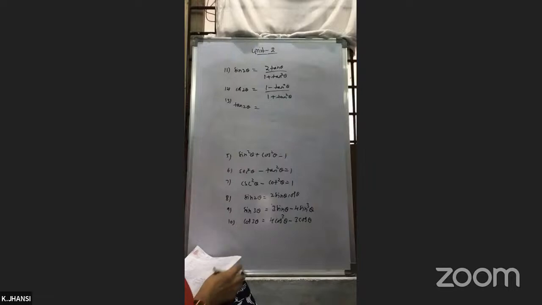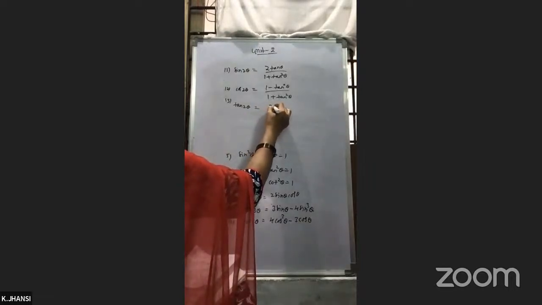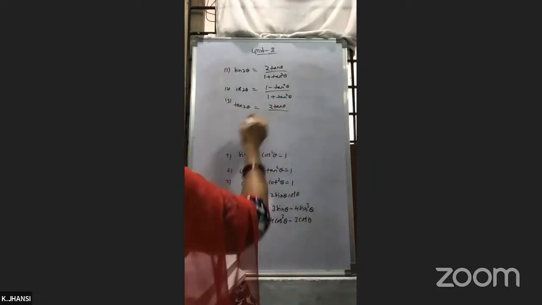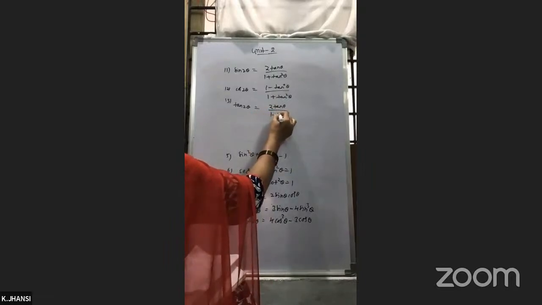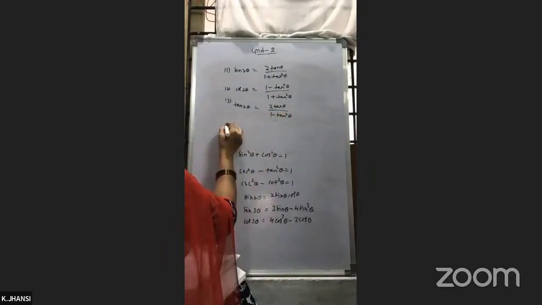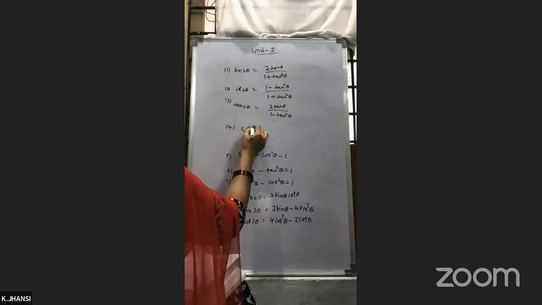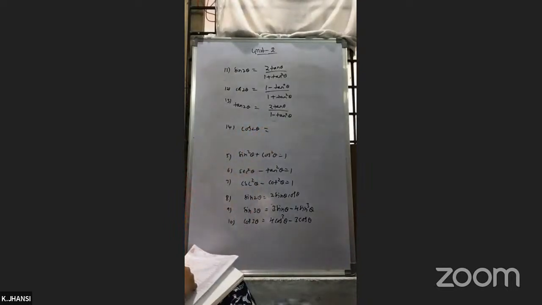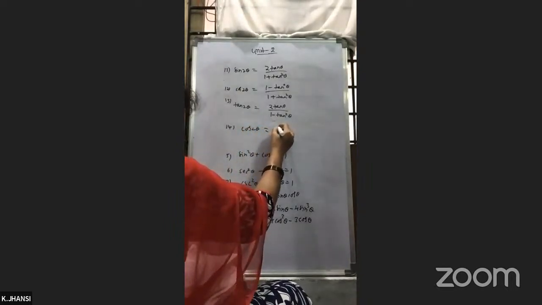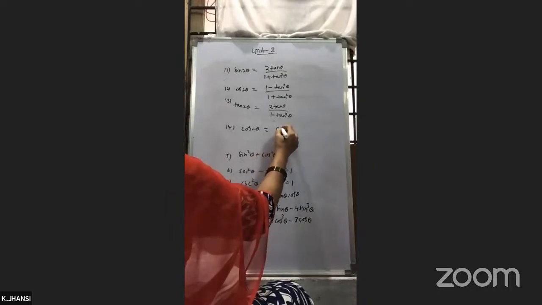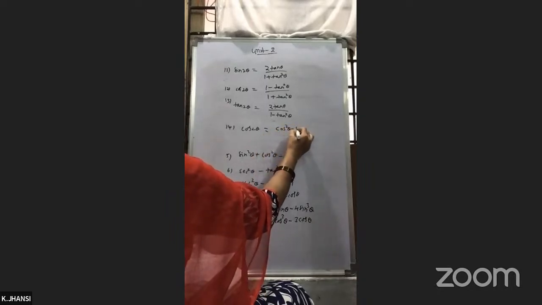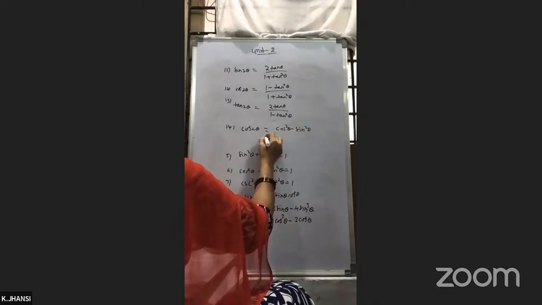tan 2 theta equals 2 tan theta by 1 minus tan square theta. Okay. Now we'll go to cos 2 theta. Cos 2 theta is cos square theta minus sin square theta.